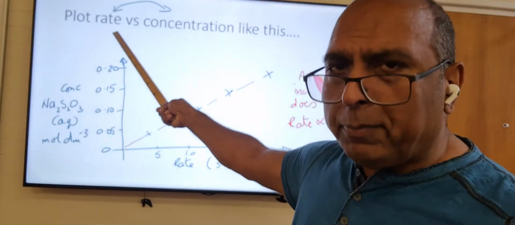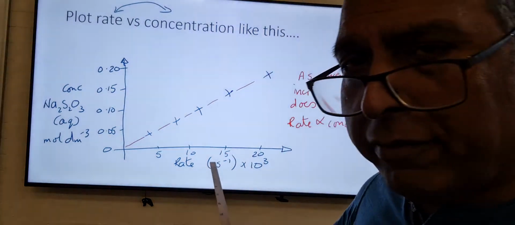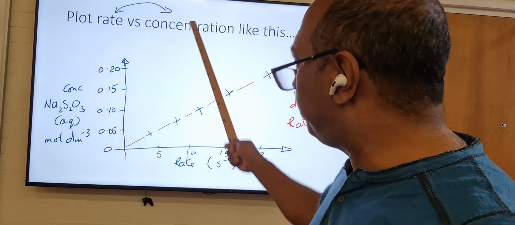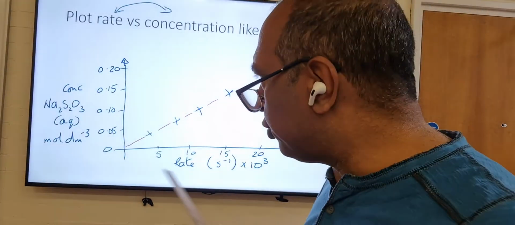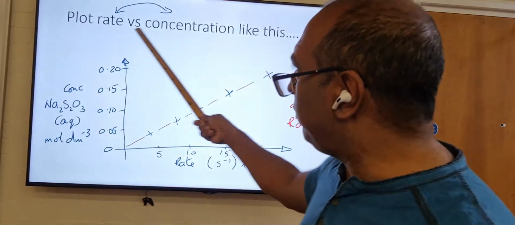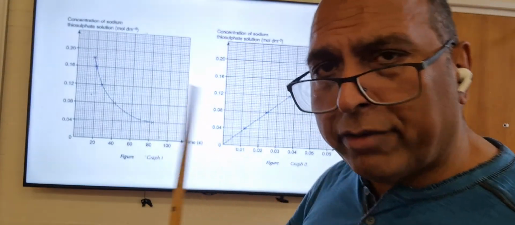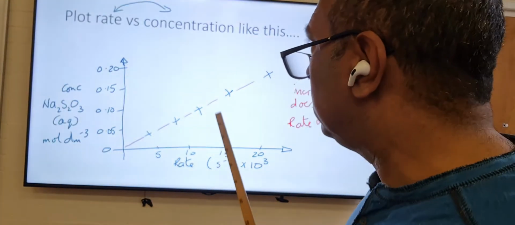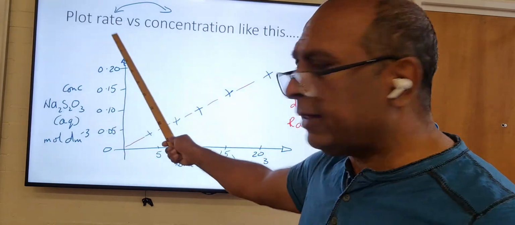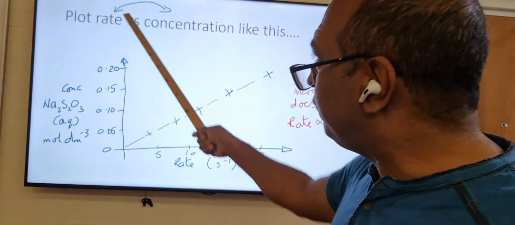I would normally plot whatever I'm controlling down here on the x-axis, and I'm controlling concentration, so I would plot rate versus concentration. However, when I've got some graphs up from the internet, they're the other way around. So I don't want you to be confused by that. You can do these whichever way around you want. And so I've done it the other way around.